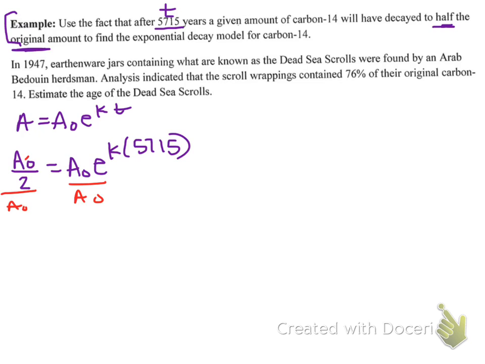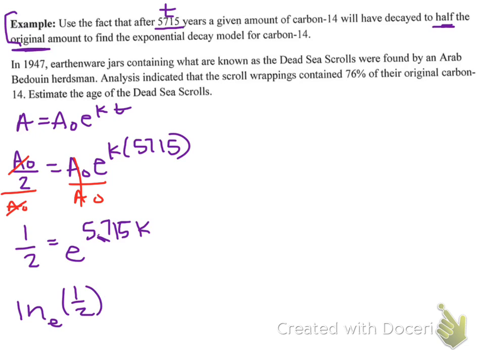And by doing that, that cancels out, this cancels out. And on the left side, I'm going to be left with 1 over 2 equals e to the 5,715k. Okay, it's a comma there, not a period. So we're going to put it in natural log form. So I have ln e of 1 over 2 equals 5,715k. So natural log of 1/2 is negative 0.693147.